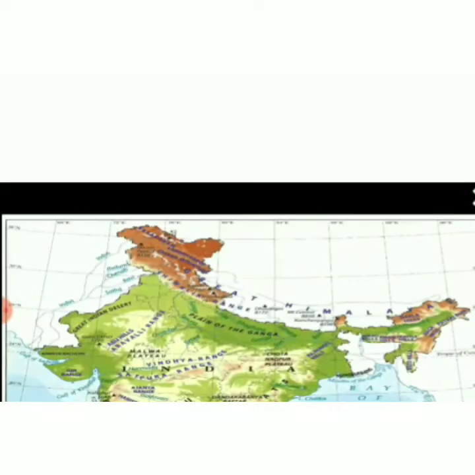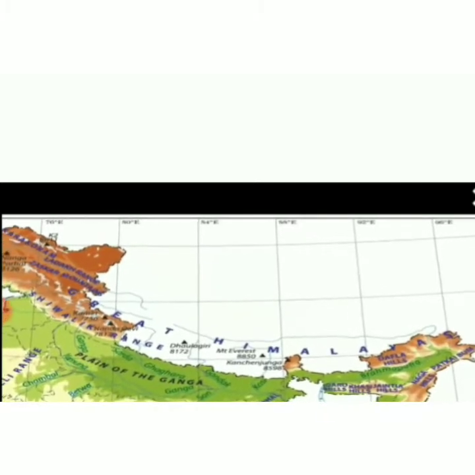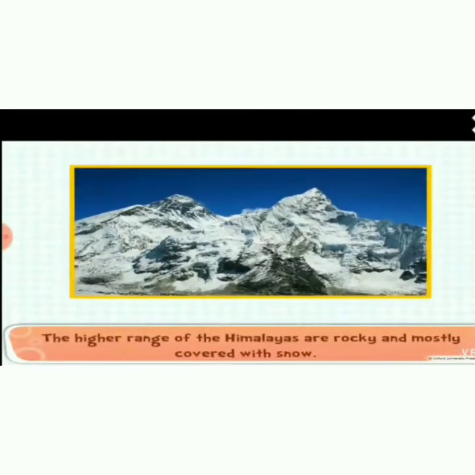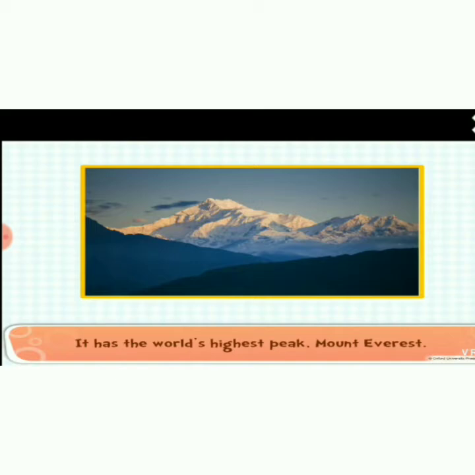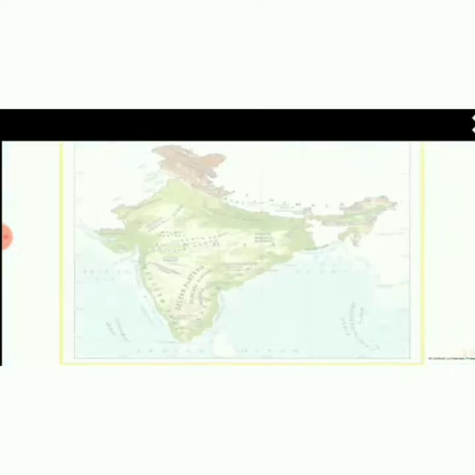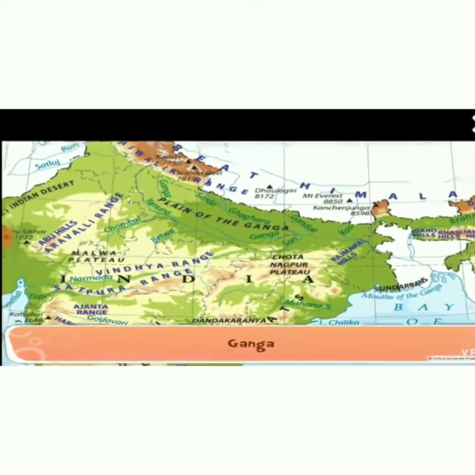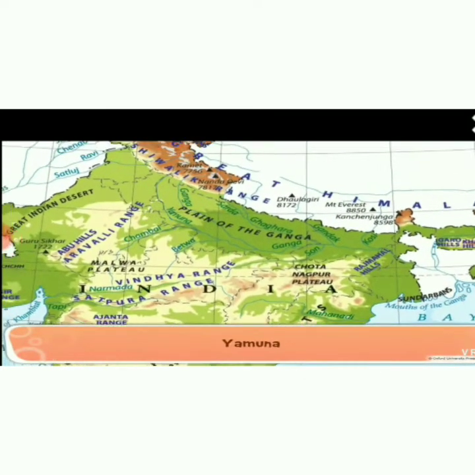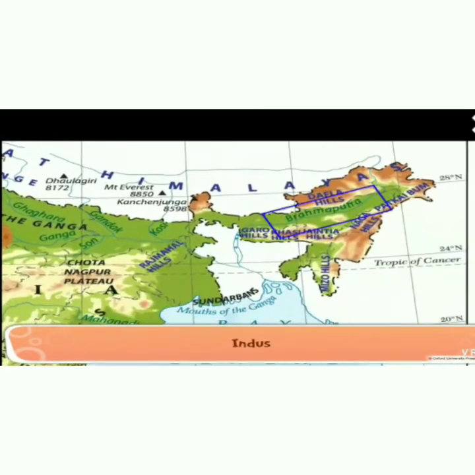The northern part of India is surrounded by a large mountain range called the Himalayas. The higher range of the Himalayas are rocky and mostly covered with snow. It has the world's highest peak, Mount Everest. Ganga, Yamuna, Indus, Brahmaputra are formed by the melting glaciers of the Himalayas.